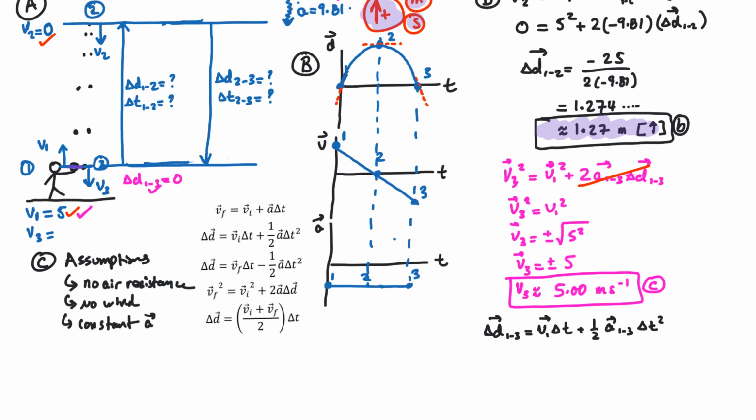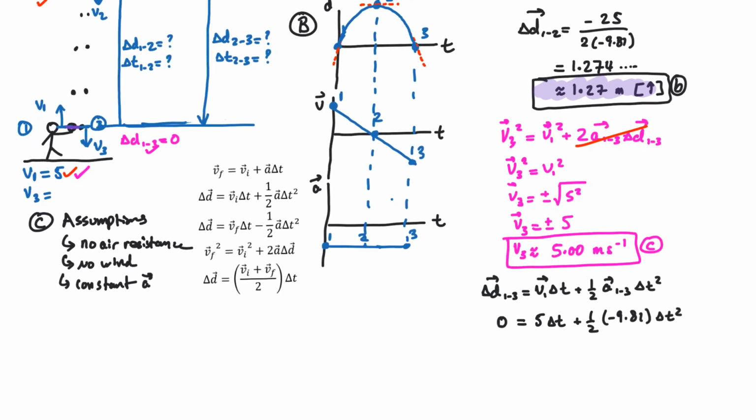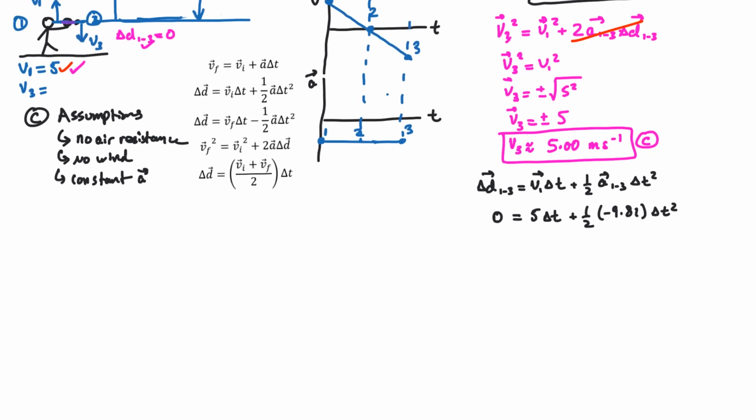Displacement from 1 to 3, that was 0. That's going to equal the velocity 1. Velocity 1 is going up. This is also going up, our positive sign convention, so I'm going to use positive 5 multiplied by the change in time plus 1/2. The acceleration from 1 to 3 doesn't change, it's constantly negative 9.8. It's pointing down, or positive is up, so I'm going to use a negative value. And delta t squared. I'm going to scroll up. I now have all my information. I don't need my diagram anymore.